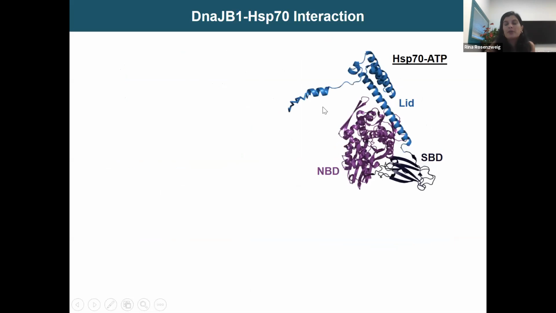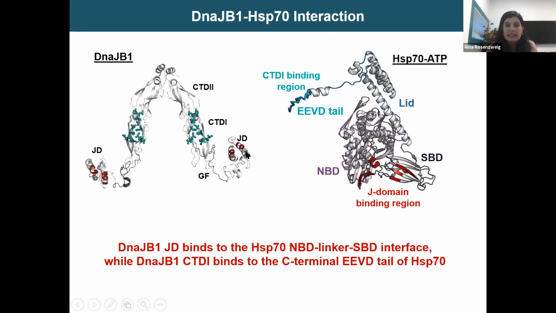So the next step for us was to take HSP70 and look by NMR from the HSP70 side to map where our two binding sites occur. And doing that, we found that the J domain of DNAJB1 interacts at the interface between the nucleotide binding domain and substrate binding domain of HSP70. Now, this interaction is very similar to the crystal structure of E. coli HSP70 DnaK in complex with the E. coli J domain of DnaJ, where the interaction occurs here. So this interaction seems to be conserved from bacteria to human, but the new binding site in CTD1 actually interacts with a very C-terminal disordered tail of HSP70.